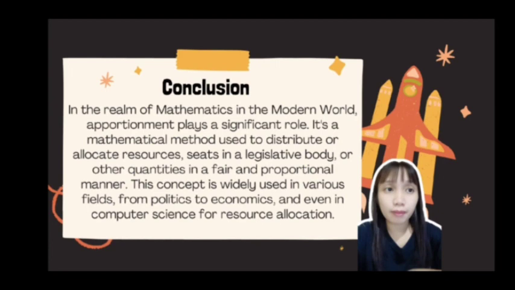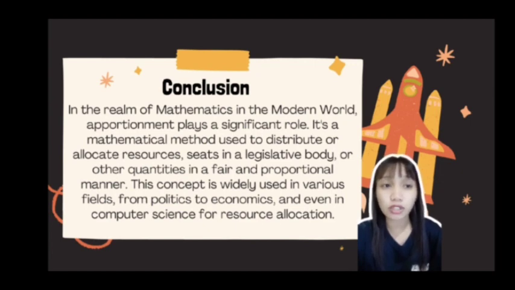In the realm of mathematics in the modern world, apportionment plays a significant role. It's a mathematical method used to distribute or allocate resources, seats in a legislative body, or other quantities in a fair and proportional manner. This concept is widely used in various fields, from politics to economics, and even in computer science for resource allocation. However, it's a complex process with many variables, and different apportionment methods can lead to different results. Therefore, it's crucial to choose the most appropriate method for each specific situation to ensure fairness and efficiency.